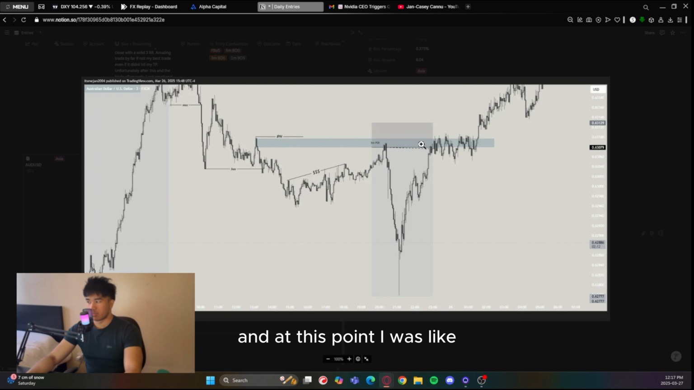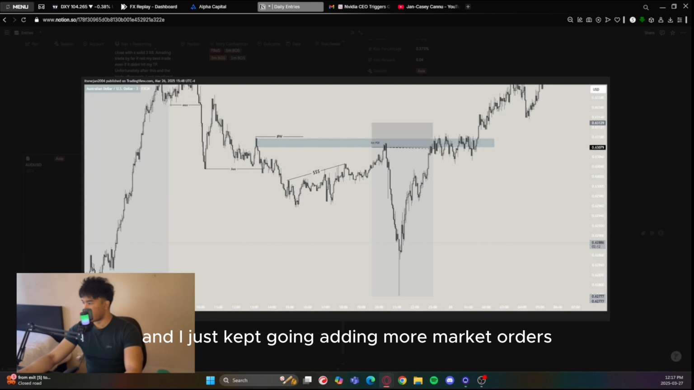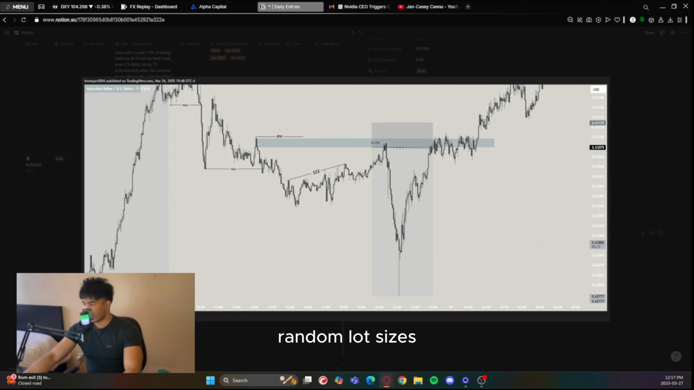And at this point, I start to regret what I was doing. And then that's when I started to FOMO. So essentially, I started taking trades and opening market orders. And although, yes, I was in profit, I think 3% profit at this point, which I gained a 1% win, so I recovered. I just did not close my charts for that day, and I just kept going, adding more market orders, random lot sizes, and I started losing more and more money.